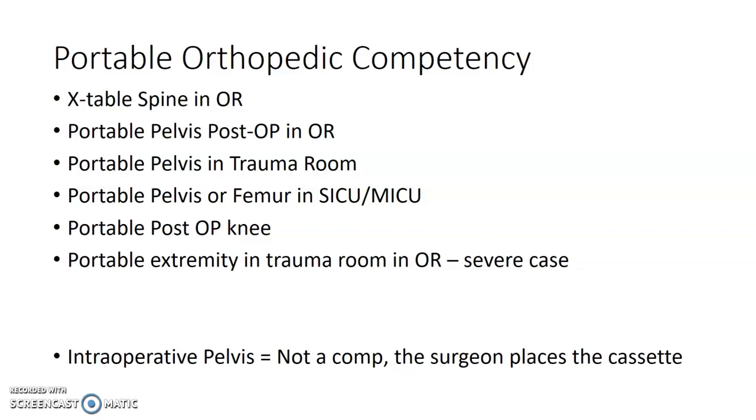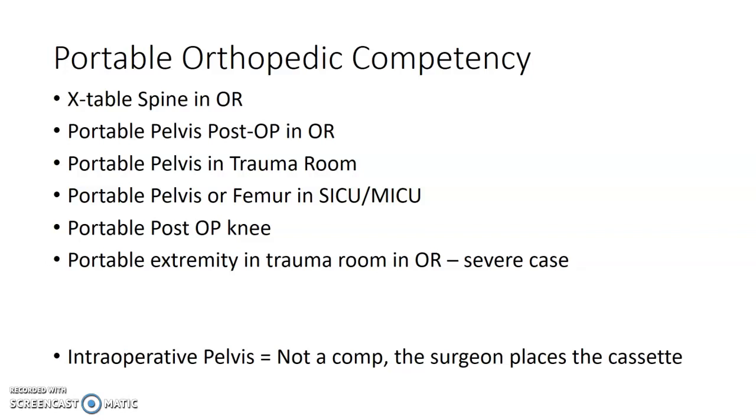Part of your program is to include a portable orthopedic competency. So just some examples of things that you could do. You could do a cross-table spine in the OR. You could do a portable pelvis post-op in the OR. Intra-op doesn't count. Portable pelvis in the trauma room. You could do a portable pelvis or a femur in one of our ICUs, so SICU or MICU. Portable post-op knee are done in the OR as well. It's really similar to AP and cross-table in the ER. A portable extremity in the trauma room or in the OR.